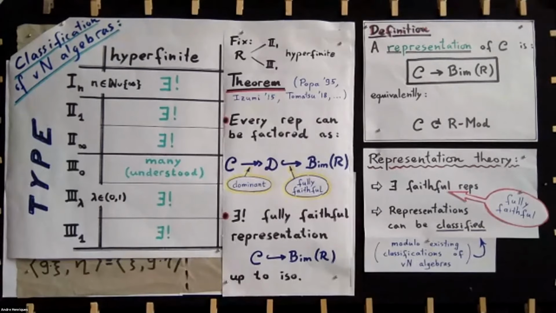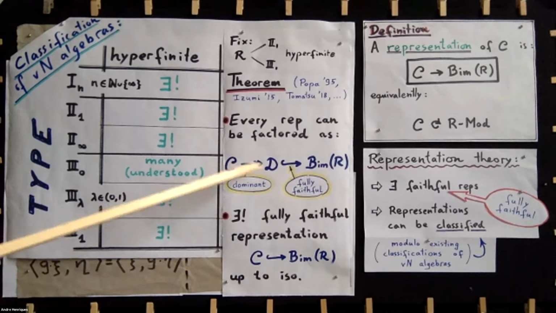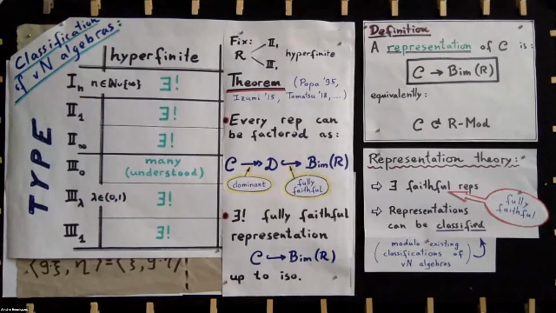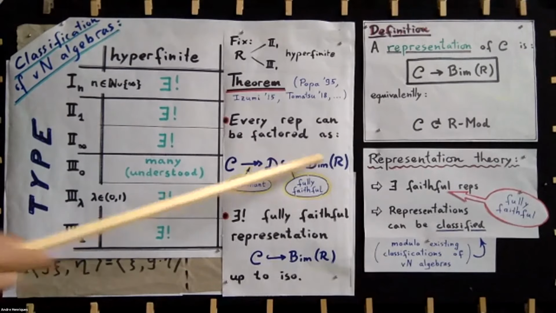So this theorem here has two parts. One of them says that if you have any representation, C to Bim R, one thing you can do is take the essential image of C inside Bim R, and you can call that D if you want, and by definition, D maps fully faithfully.